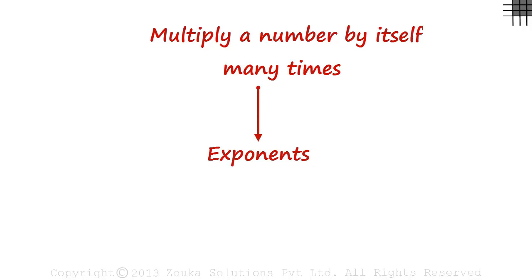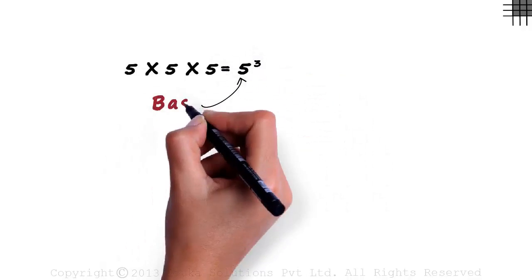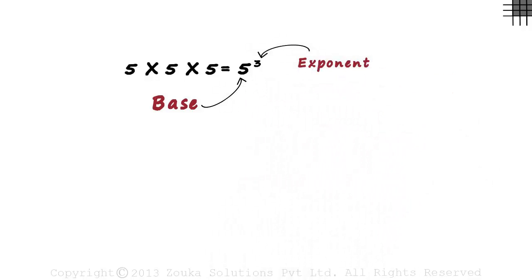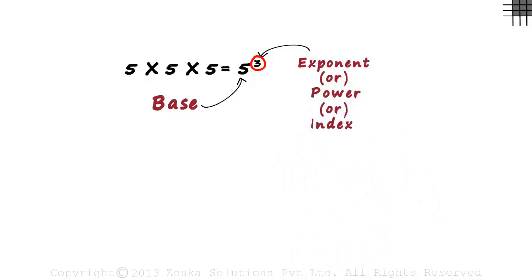We have learned that if we have to multiply a number by itself many times, we use the exponent form to write it. So if we have to write 5 multiplied by 5 multiplied by 5 in exponent form, we write it as 5 raised to 3. 5 is called the base and 3 is called the exponent. The number in the superscript, that is the exponent, can also be referred to as the power or the index. In our videos, we will use the term power to refer to the exponent.